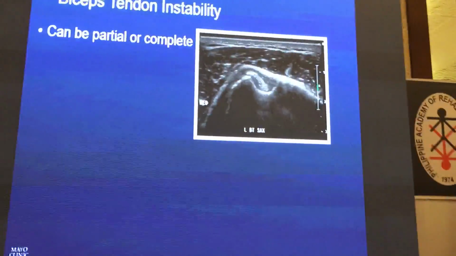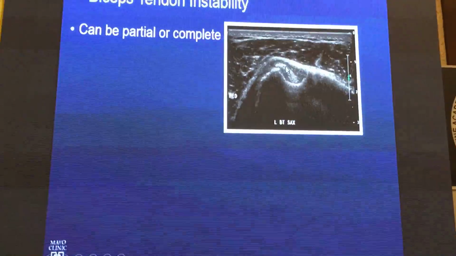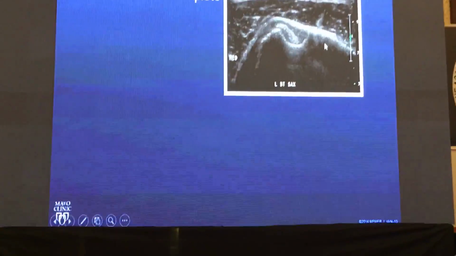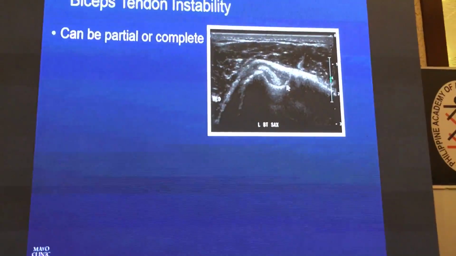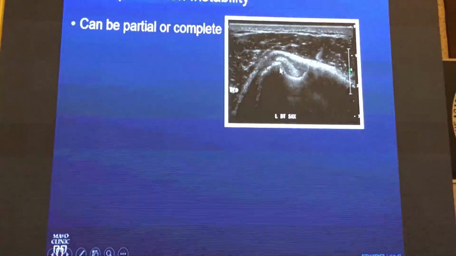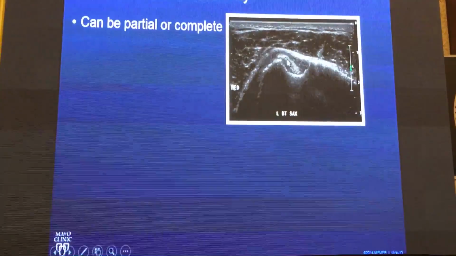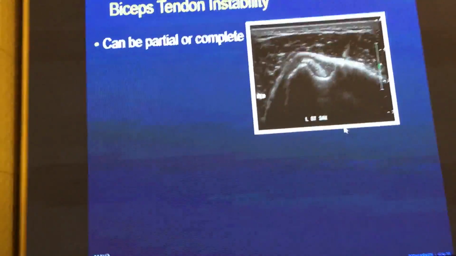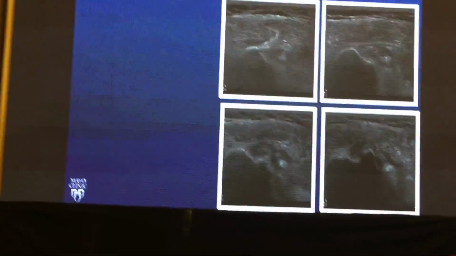Instability can be partial or incomplete. This is my biceps tendon. So medially here is the lesser tuberosity. This is the greater tuberosity, the intertubercular groove. And look at how that biceps tendon is riding up onto the lesser tuberosity. So you can see how that could predispose to developing tendinopathy in the area because it's going to be rubbing on that bony prominence. Or it can be complete.